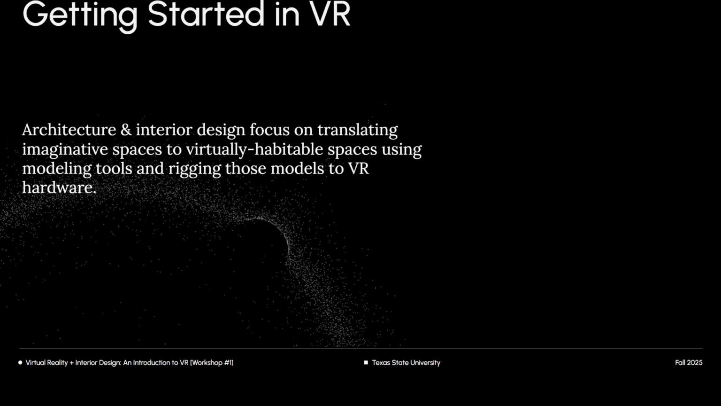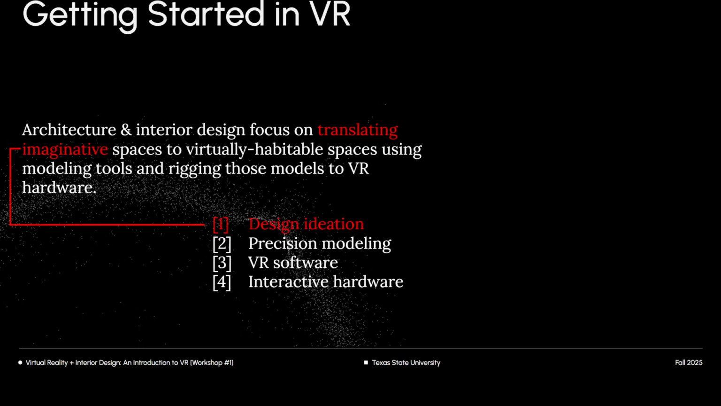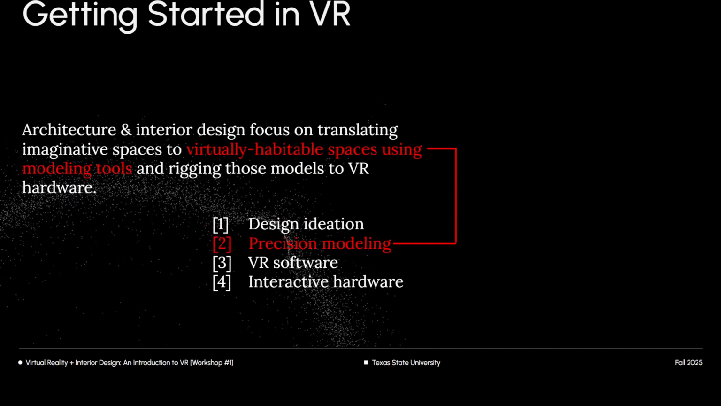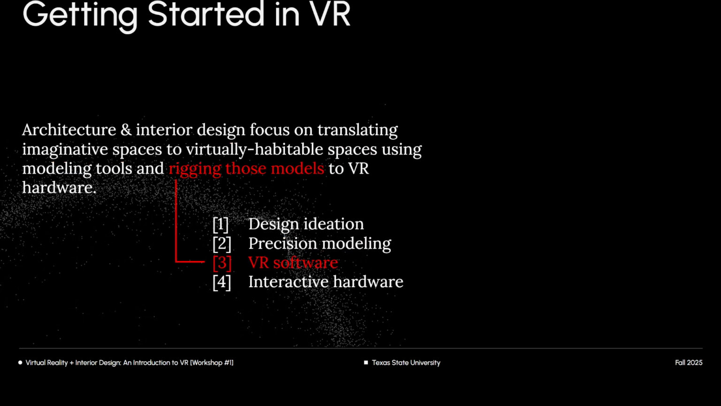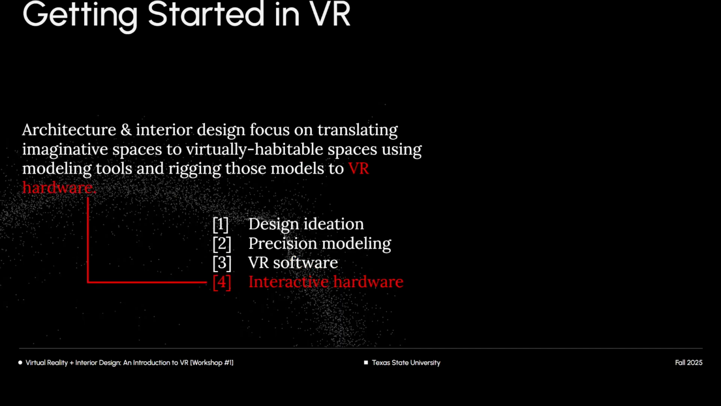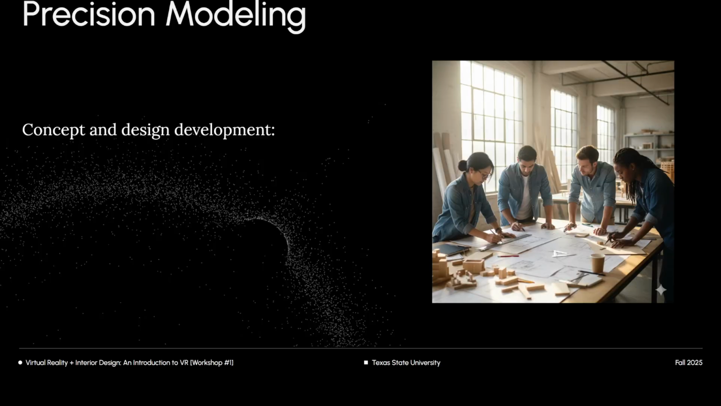But architecture and interior design focuses on translating imaginative spaces to virtually habitable spaces using modeling tools and rigging those models to VR hardware. So this is where we come in. Translating imaginative spaces is design ideation. Creating virtually habitable spaces using modeling tools is precision modeling. And there's a bunch of different modeling software we can use. Rigging those models happens in the actual software. We're going to talk about which one specifically is a great use case in a second. And then we're talking about virtual reality hardware, and those are the headsets that we've been talking about.